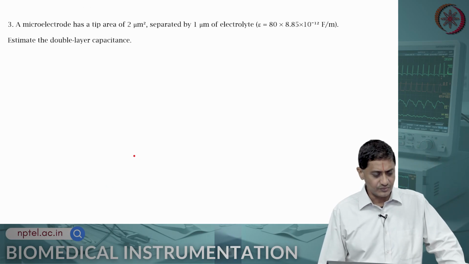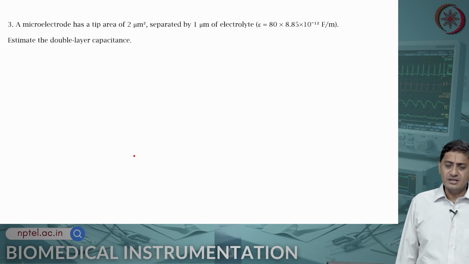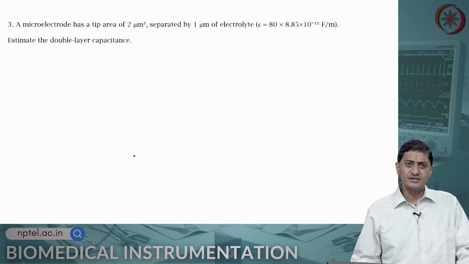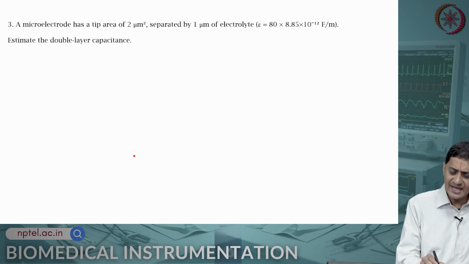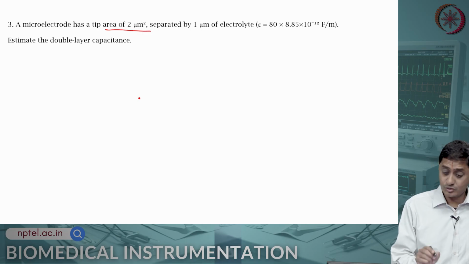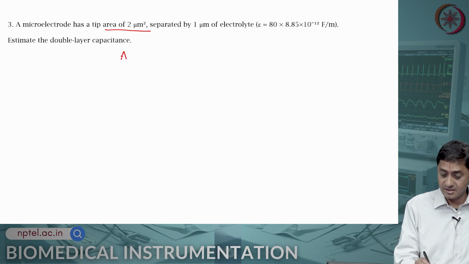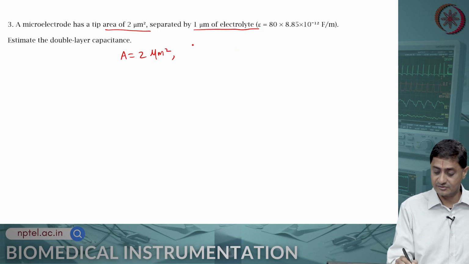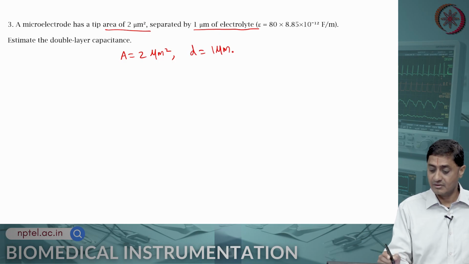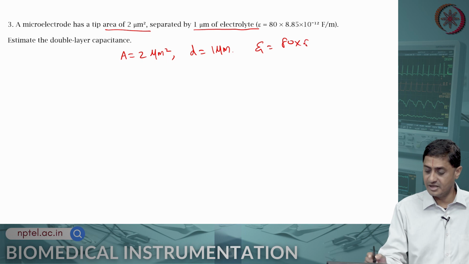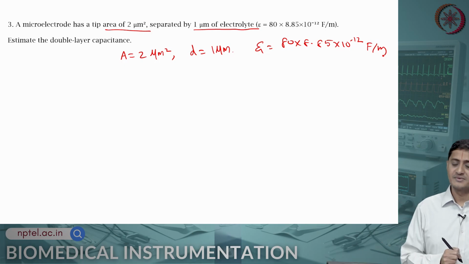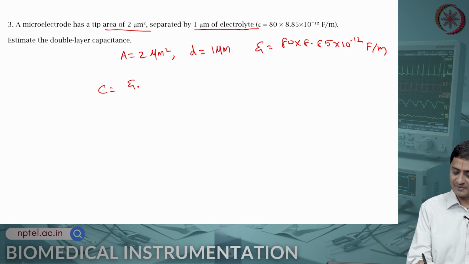Now, let us look at a numerical where we are interested in computing the capacitance. It is a simple problem where a microelectrode has a tip area of 2 micrometer squared, not 2 microns, 2 micrometer squared. A is 2 micrometer squared, separated by 1 micrometer of electrolyte. So, d is 1 micrometer and epsilon is 80 into 8.85 into 10 power minus 12 farad per meter. This is epsilon. Now, what is C? C is epsilon A by d.